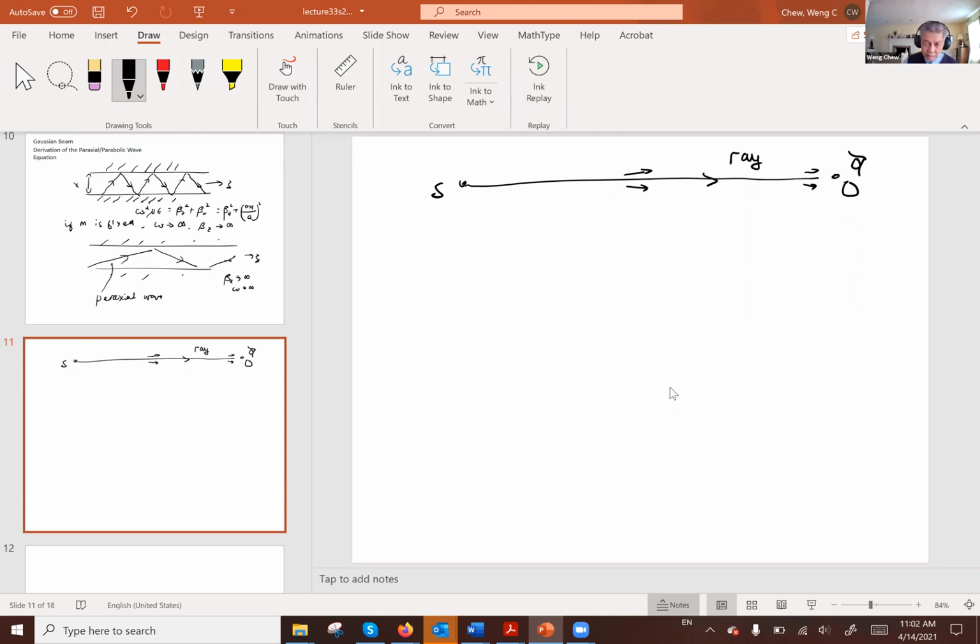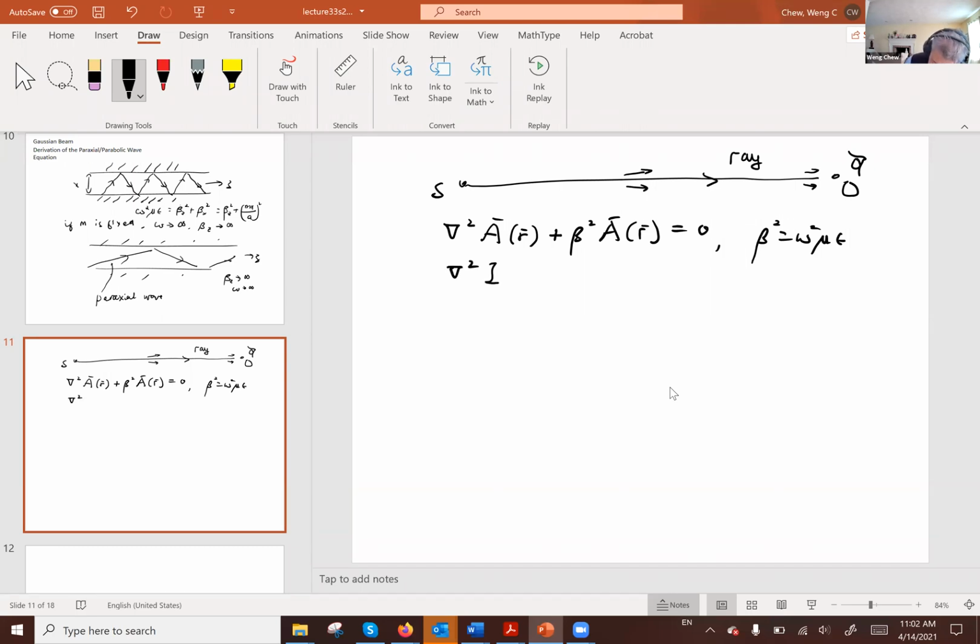Okay, so these are called paraxial rays, and then we can look for solutions to Maxwell's equations that are paraxial in nature. And let's go back to the fundamentals again. We showed that in free space, the vector potential satisfies this equation, where beta squared is equal to omega squared mu epsilon. Okay, and then we also showed that there is a scalar potential attached to the vector potential, and the scalar potential satisfies this equation in a source-free medium.